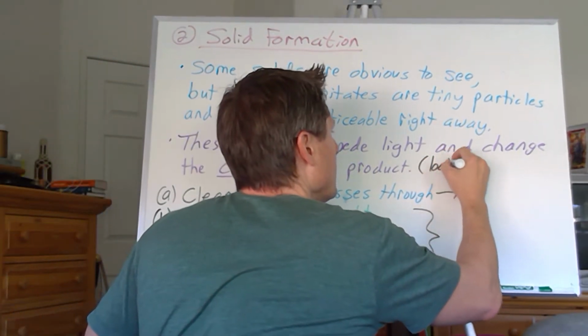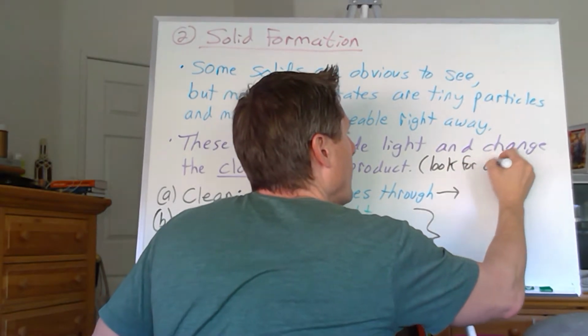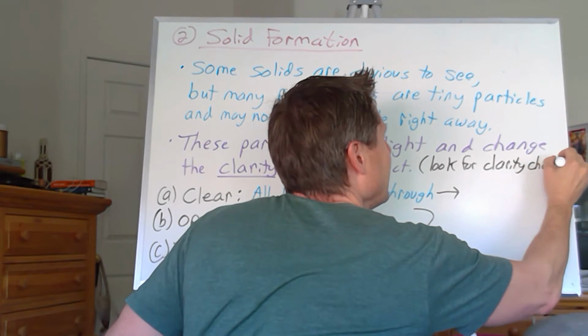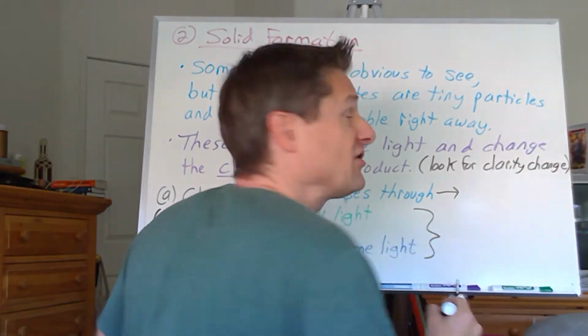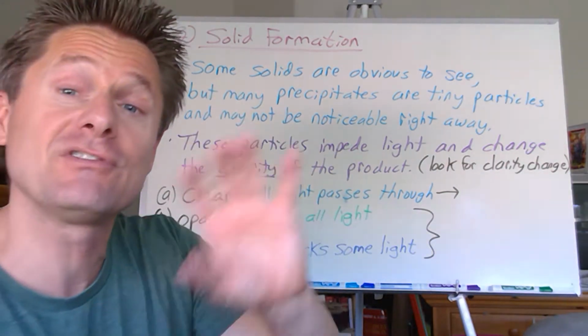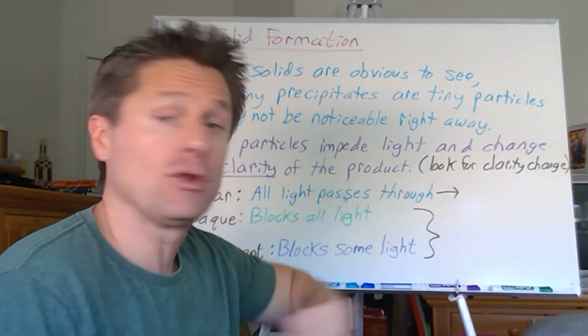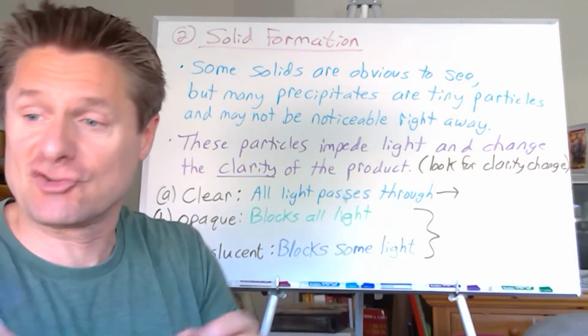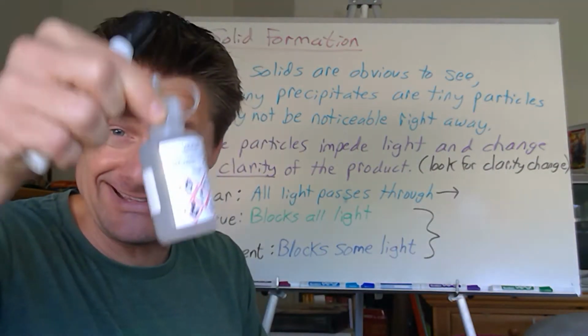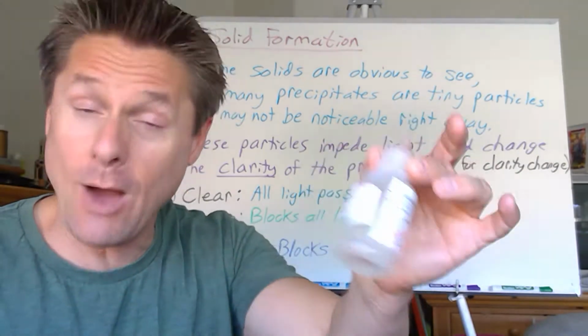So look for clarity change. Just like we're looking for color changes, when you're looking for a change, you need the initial colors and final colors. When you're looking for a clarity change, you would have to describe, if I mix these two, the clarity of this one. How well can I see through it? What's the clarity of this one? How well can I see through it?